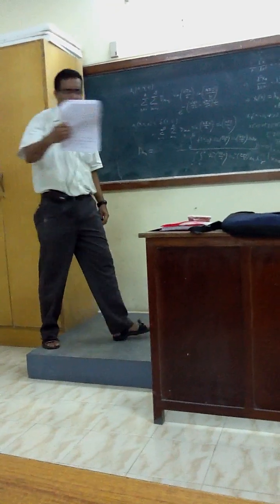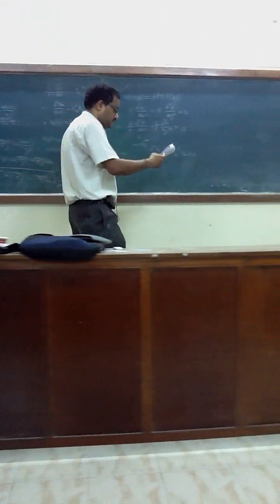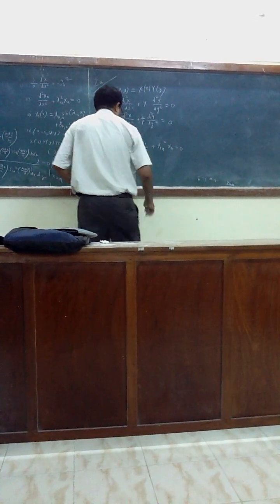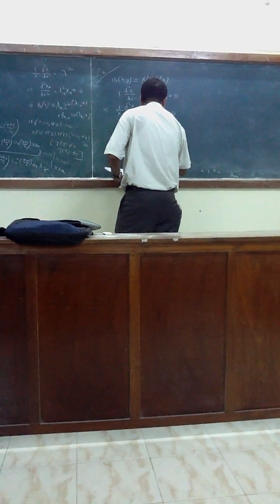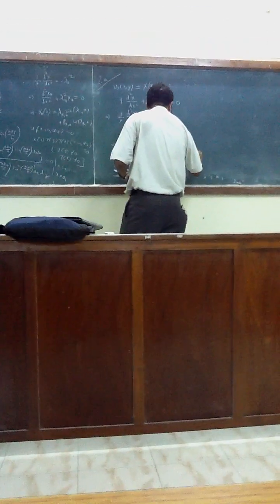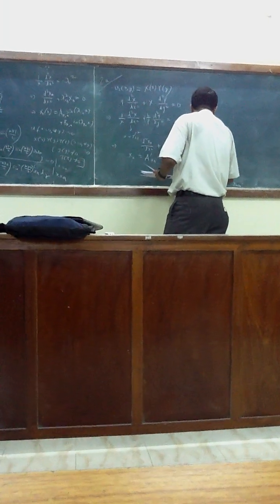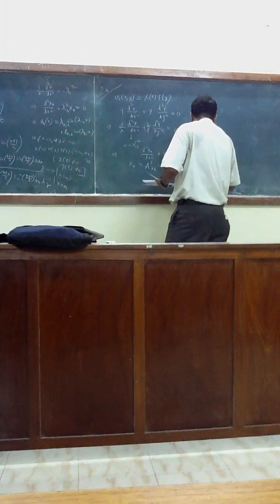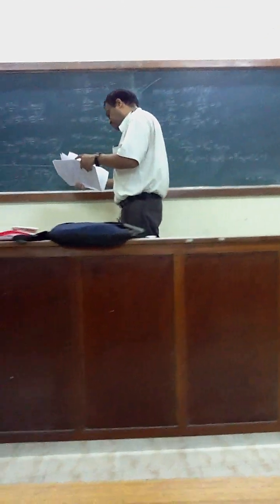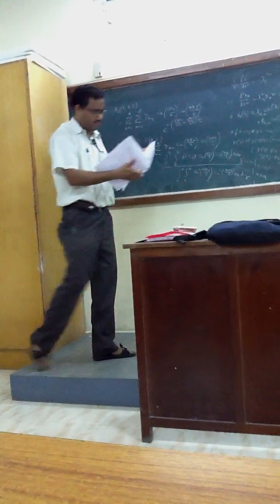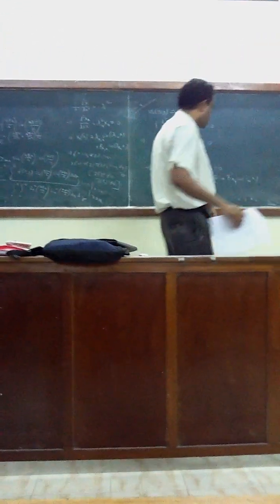What is then Xn? It will be A prime n sin nu 1n x plus B prime n cos nu 1n x. Am I correct? Yes or no?